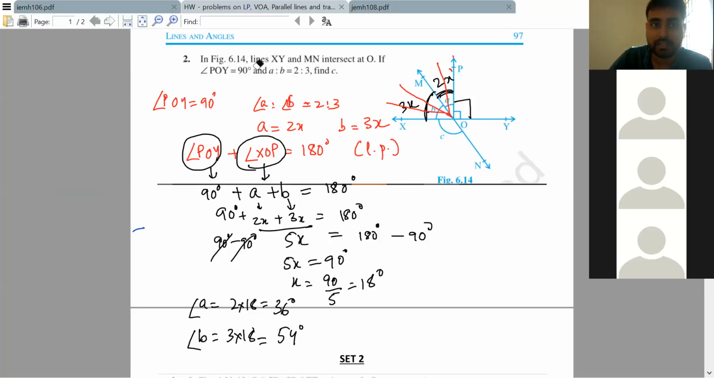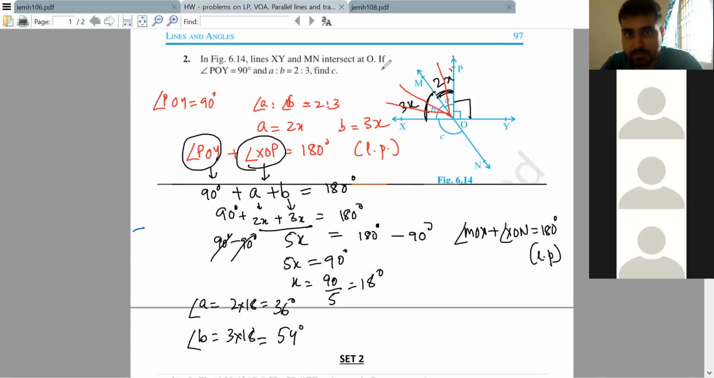Let's continue. Now we have found B and A. What do we need to find now? They're asking us to find C. Sumaya, you want to take it up from here? Yes, sir. Let me continue. Sir, we'll do another thing, which is angle MOX plus angle XON is equal to 180 degree, and it's a linear pair. Very good. Why is it a linear pair?